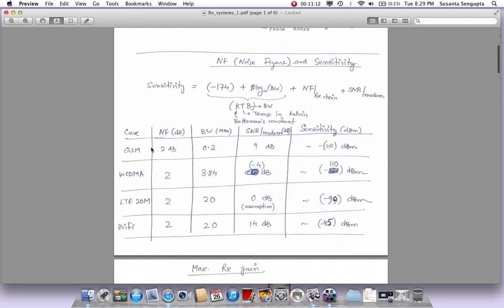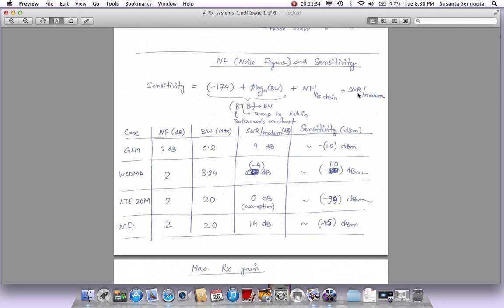Let's take a table here to explain some of the different cases that we have, and I just wanted to go over them to show you how we use this formula and calculate it. I have tried to note down some cases: GSM, WCDMA, LTE 20 megahertz mode, and Wi-Fi. For each of them, let's assume that the black box noise figure is 2 dB. For GSM the bandwidth is about 200 kilohertz, WCDMA is 3.84 megahertz, LTE I'm using 20 megahertz bandwidth, and Wi-Fi is also around 20 megahertz. So we have plugged in numbers for these.